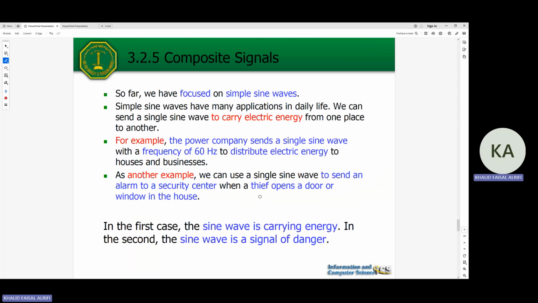Composite signals, as we said, are more than one sine wave. So far we have focused on the simple sine wave. Simple sine waves have many applications in daily life. We can send a single sine wave to carry electric energy. He gave an example here to explain that we can use a sine wave to carry energy, and we can also use it to report a danger or something.